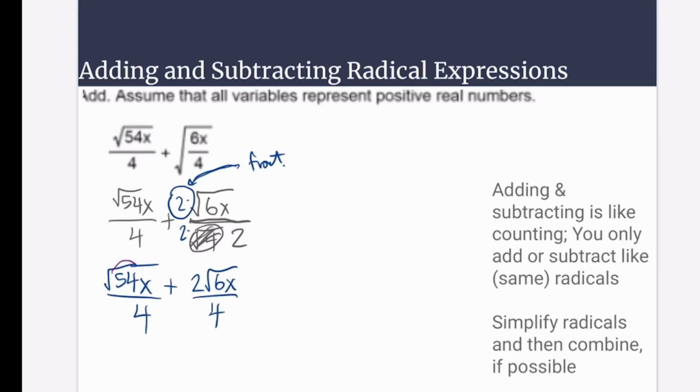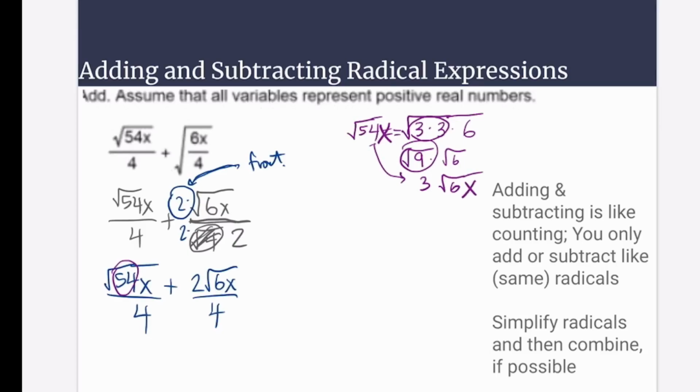Square root of 54, that is going to be simplified. So we need to find a perfect square that goes into 54. That's going to be 9. So the square root of 9 is 3. So 54 is going to simplify into 3 radical 6. So if there's an x in here, then all that means is the 3 comes out, but the x would stay inside.